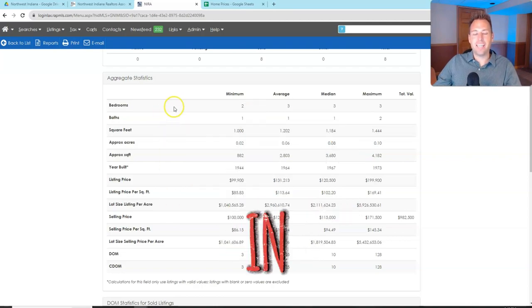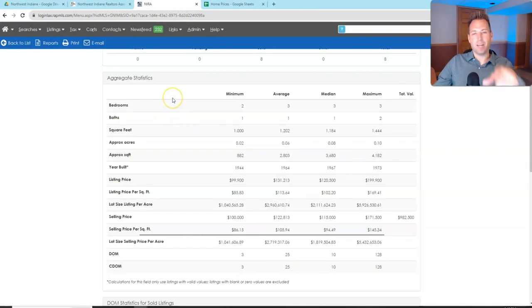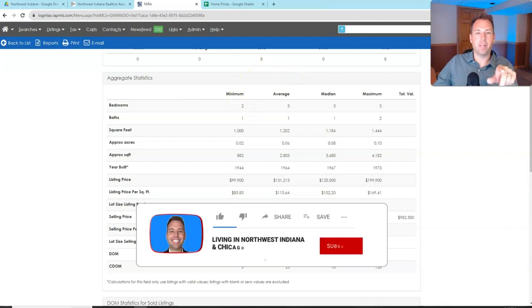How much do homes cost in Hammond, Indiana? All right, we're gonna dive right into the data. So what we're looking at here is my MLS view, so as a realtor, the behind-the-scenes view.